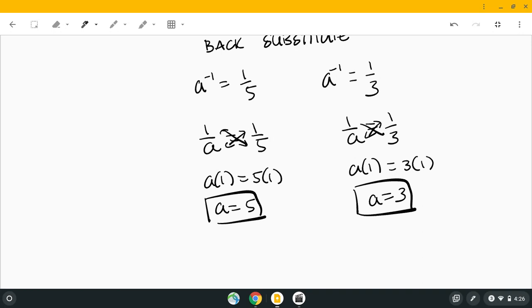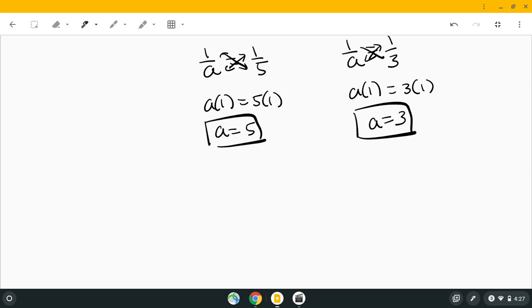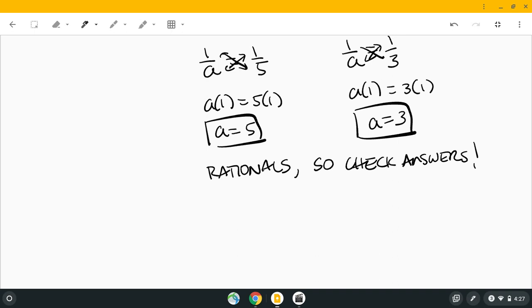Okay. Here, because these are rationals, A is in the denominator, you want to check these. These are rationals, not radicals, but rationals, fractions with the variable in the denominators. So check answers. Remember, we don't want to get 0 in the denominator and make it undefined.